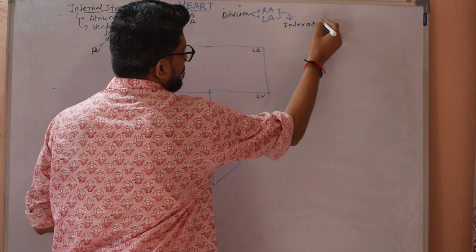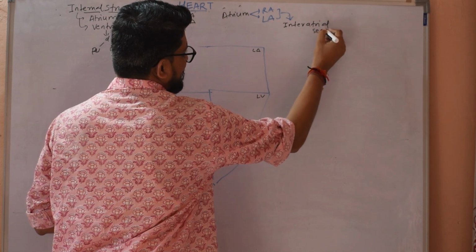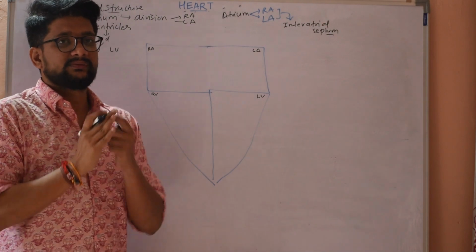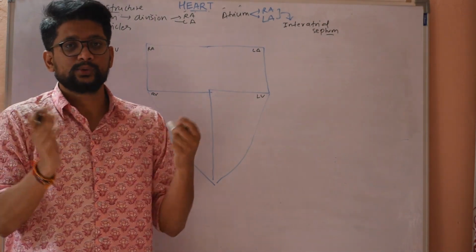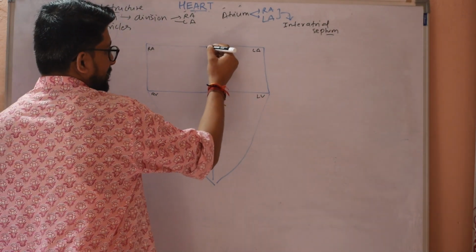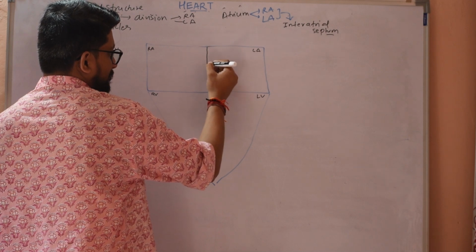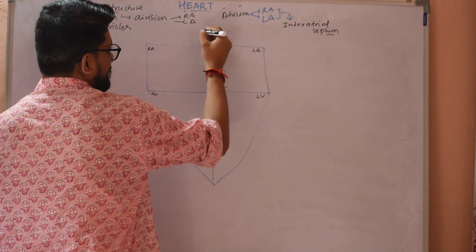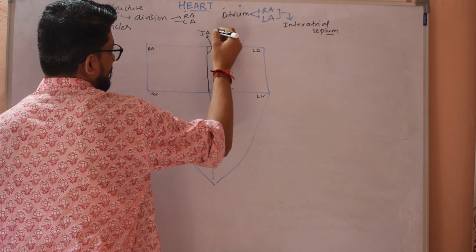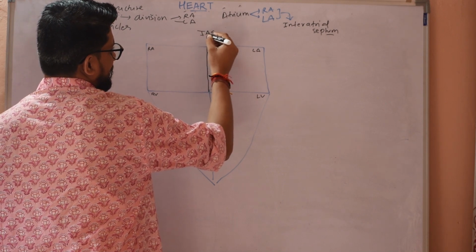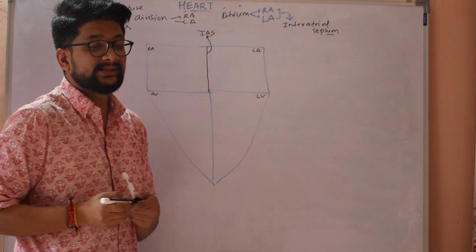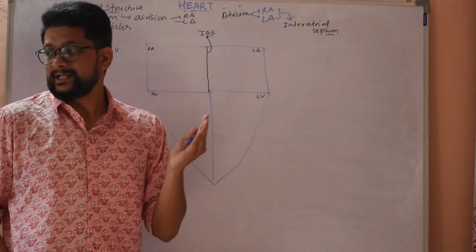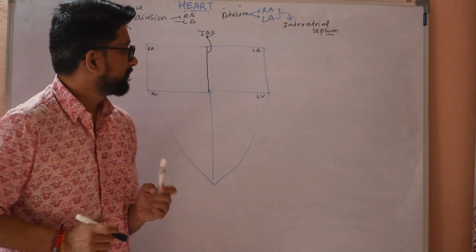Interatrial septum. Septum means a layer or a partition which divides a complete whole part into two parts. So when we draw this line over here, this layer is known as IAS, interatrial septum. Interatrial septum is that partition which divides the atrium into two parts, right atrium and left atrium.